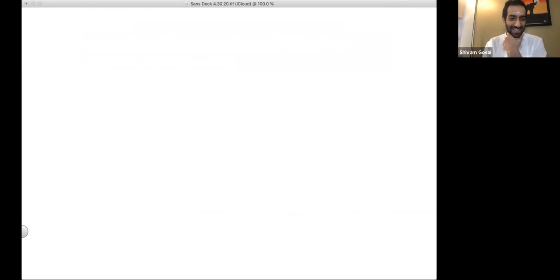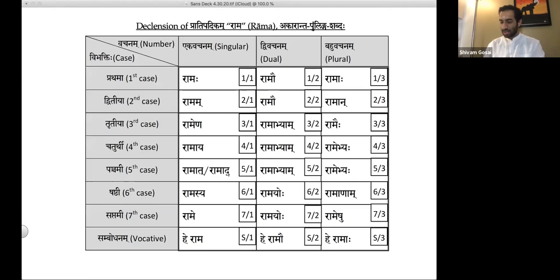So let's skip ahead to sixth case, so we can keep moving with our Rama Shabda. So sixth case, when we're trying to form sixth case, I want you to repeat after me, okay? Ramasya, so down here, Ramasya, Ramayoho, Ramanam, Ramanam.